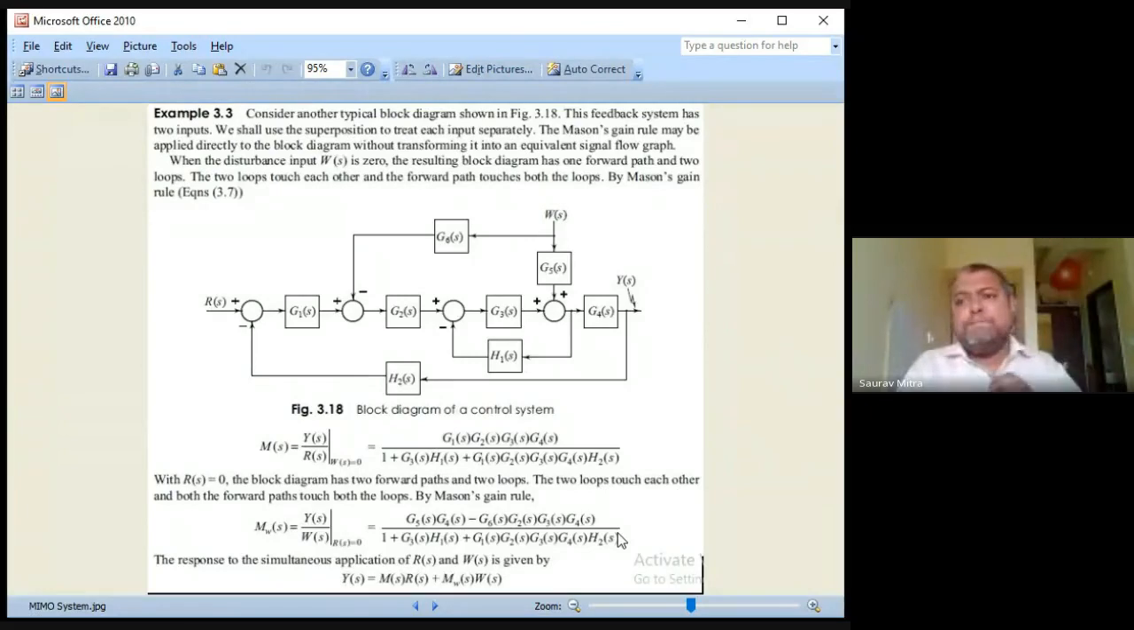One is by signal flow graph, another is by the block reduction technique. You will find it on page number 117 in the book by M. Gopal. Please solve this. That's all from this lecture.